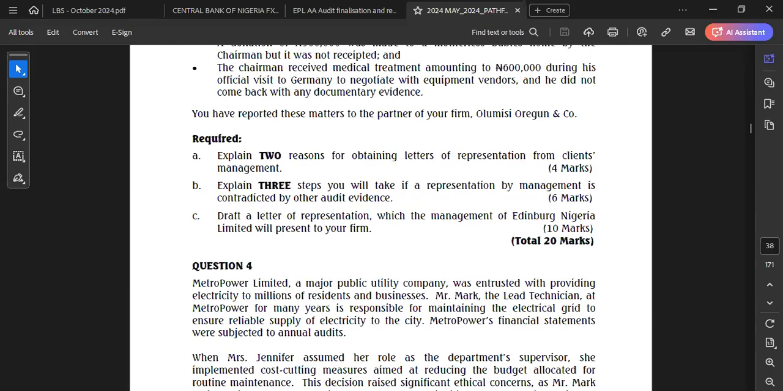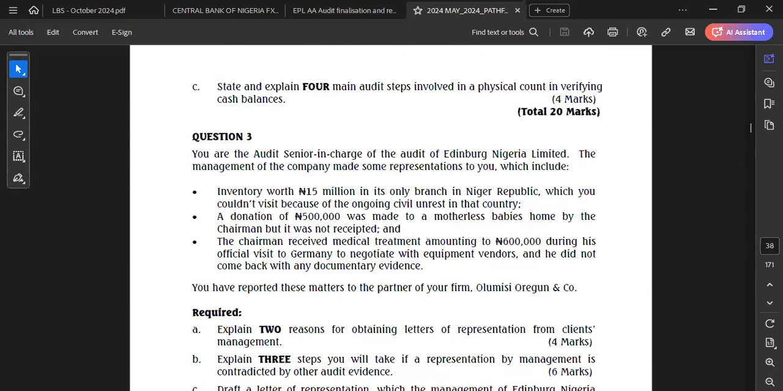So you see the 3 questions they ask here are all on letter of representation. I'm not going to answer this question. I want you to go and treat it. I've discussed it here, but I want you to see how the question will look. The question says you are audit senior in charge of the audit of Edinburgh Nigeria Limited. The management of the company made representations to you, which include this and that. You have reported this matter to the partner of your firm.